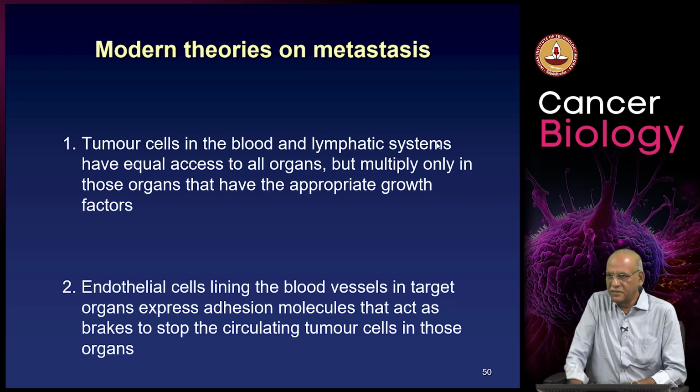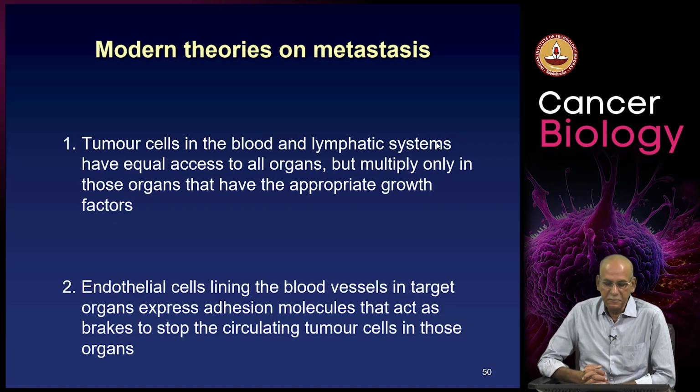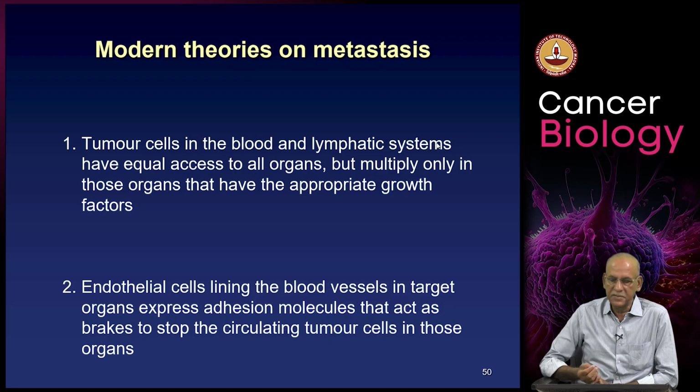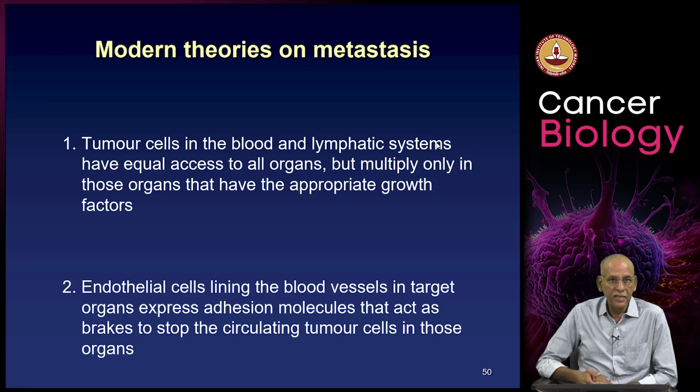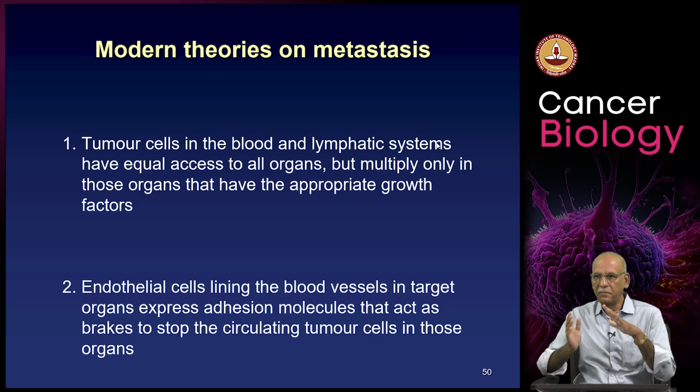As time passed, people have thought of many molecular theories. It is very interesting. Tumor cells in the blood and lymphatic vessels have equal access to all organs, but multiply only in those organs that have appropriate growth factors. This is one theory. So, you must have growth factors. There is another theory that thinks about endothelial cells lining the blood vessels in the target organs expressing certain adhesion molecules. So, they put something like a brake.